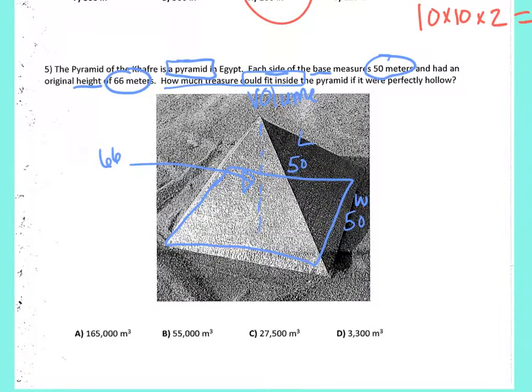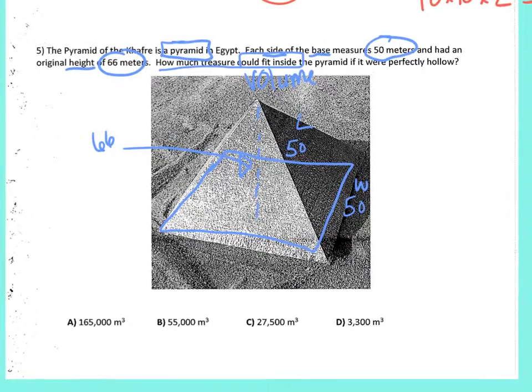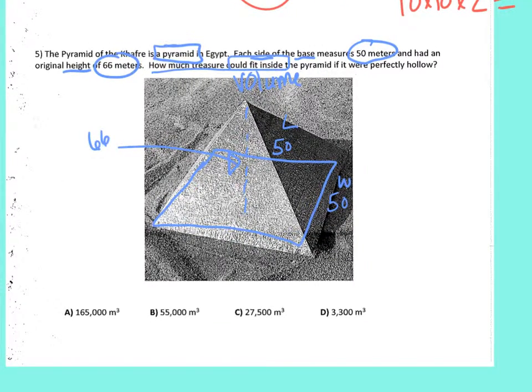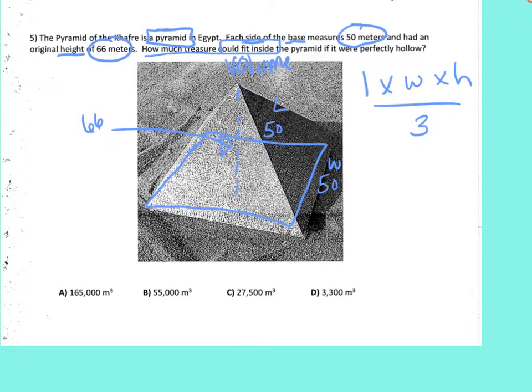So what formula should we use if it's a pyramid with a square base? Length times width times height, divided by 3. So what are those words? What's L? What's W? What's H? Good. Length times width times height divided by 3. So 50 times 50 times 66 divided by 3.